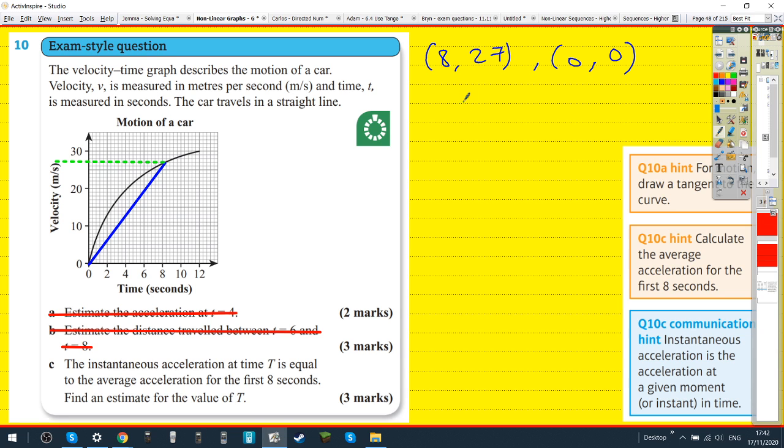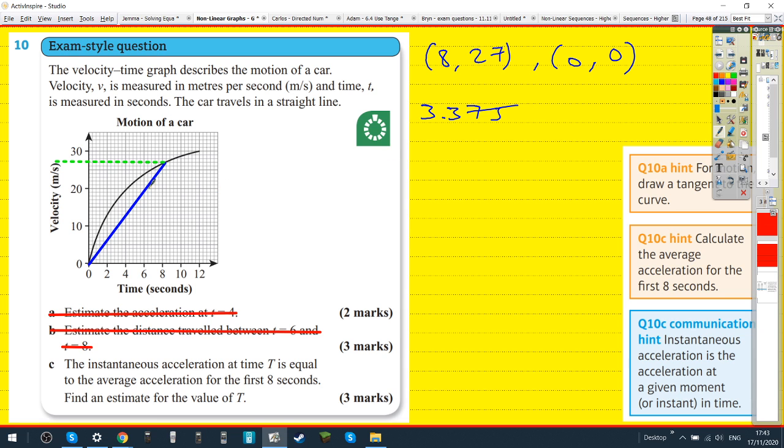And if you run, do you have to run the answer? Yeah, what would you get? 3.375. But do you have to round it? No, that's alright. So that's 3.375. But that's the gradient.